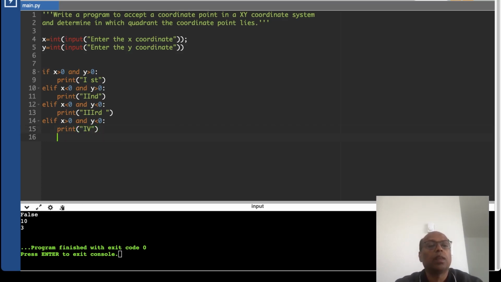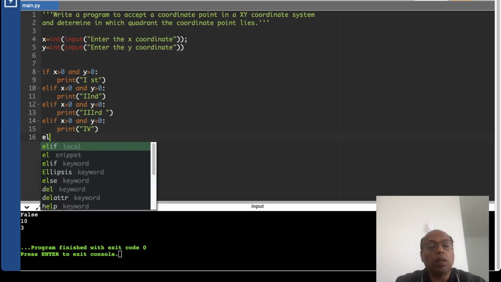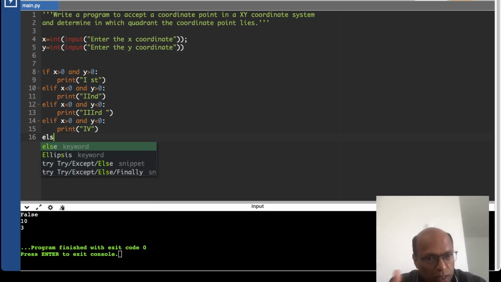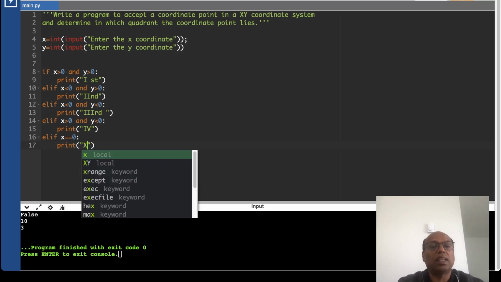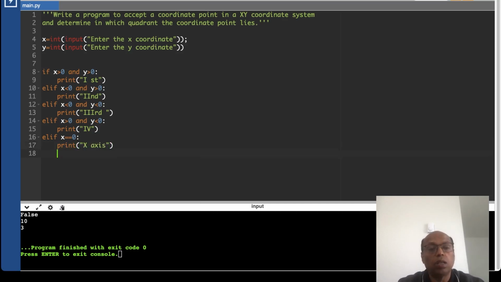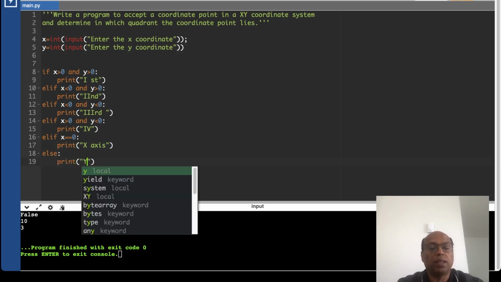Correct? Okay. If not, if all the conditions fail, that means in this case one of them is 0. Right now, if x is equal to 0, what I should do? Print it is going to be the x-axis. If not, it's going to be, else print it's going to be y-axis.